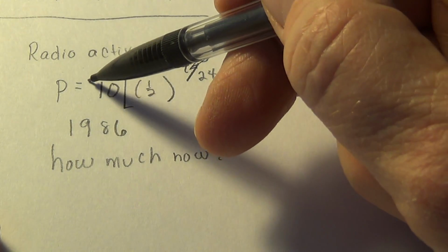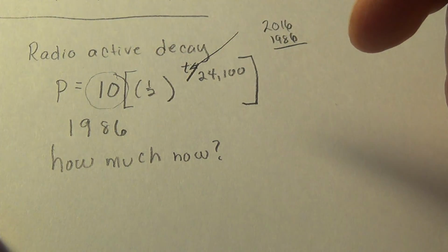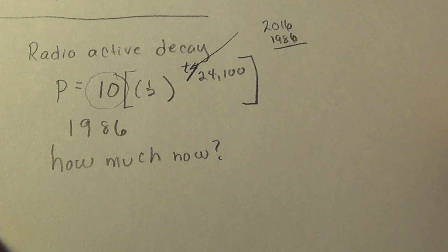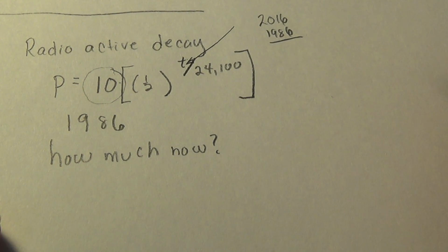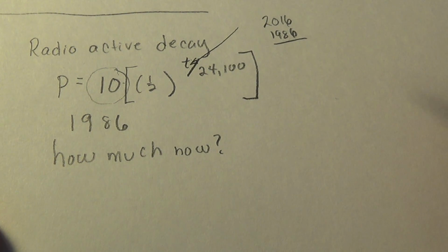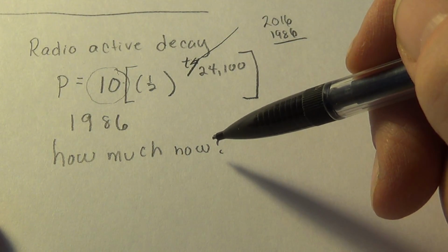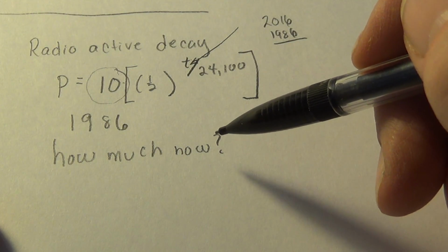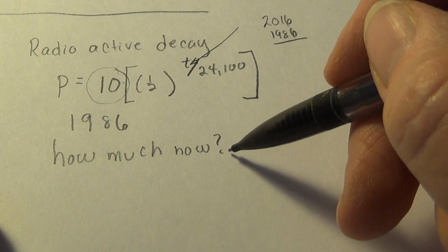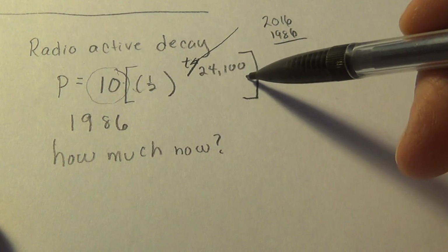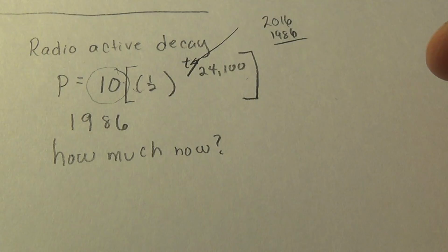So if we start with 10, I'm not sure if it was pounds. Let's say it was 10 pounds of radioactive material. How much is there left now? So that's the amount that was spread over that area. How much has there been much decay? So go ahead and plug that number in and find out the result.